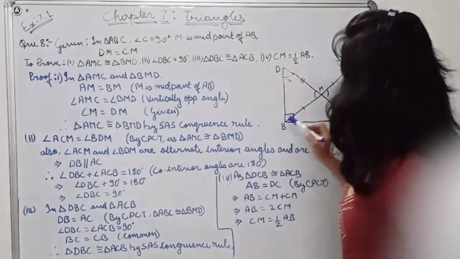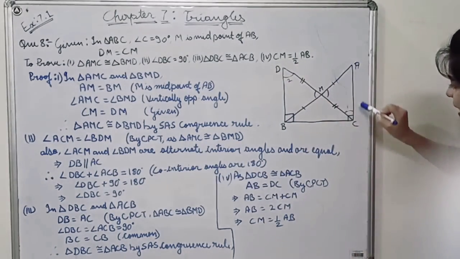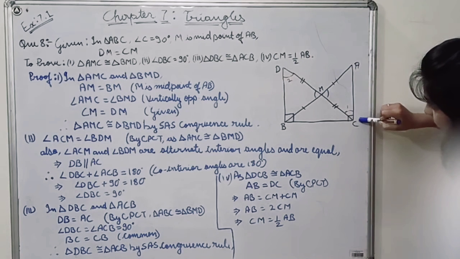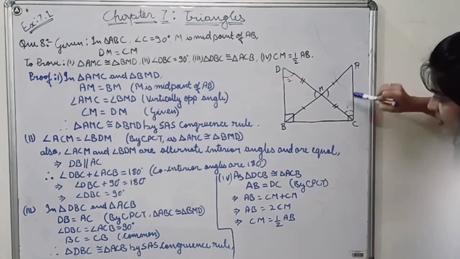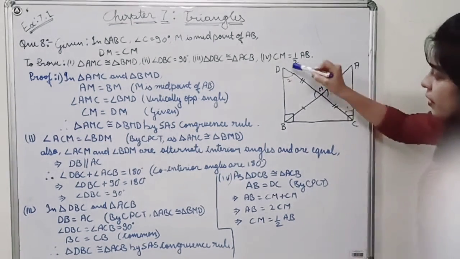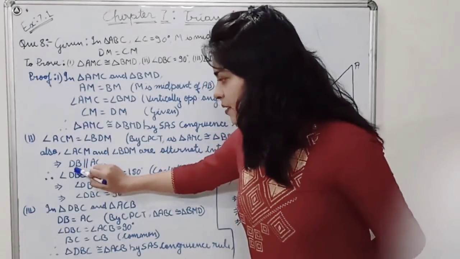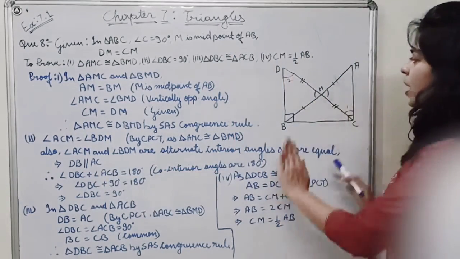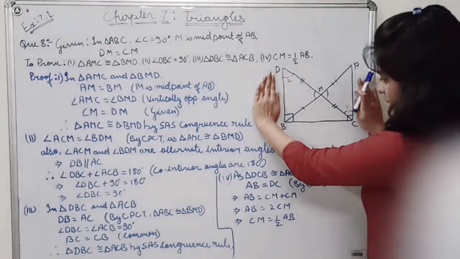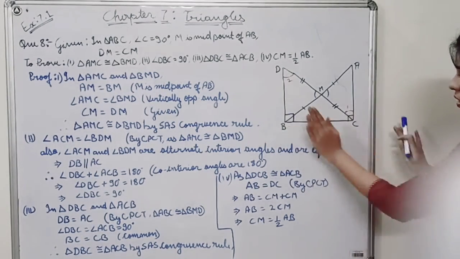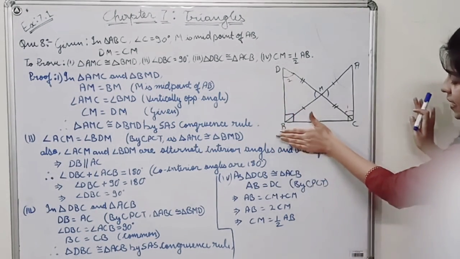Okay, so BD and AC are intersected by the transversal DC such that alternate interior angles are equal. Hence, DB will be parallel to AC. Now we got DB parallel to AC.